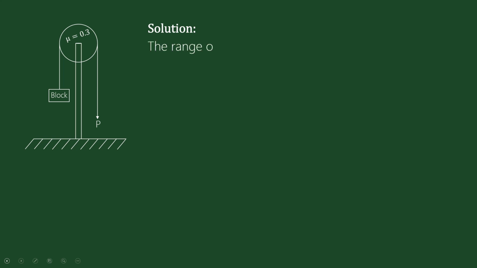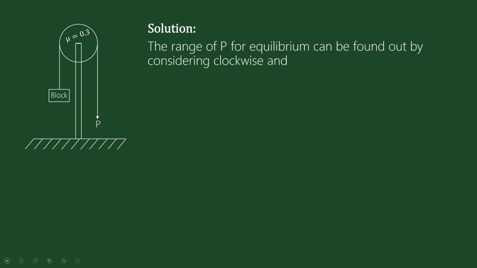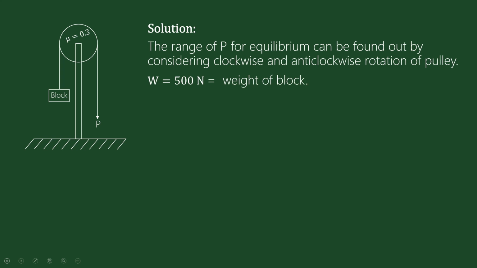So, this is the original diagram, and now we will see the solution. As I told you earlier, the range of P for equilibrium can be found out by considering clockwise and anticlockwise rotation of the pulley. The values which are common for both the parts are the weight of the block 500 Newton, mu 0.3 and beta pi. So, these values are same for both the parts of the example, clockwise rotation as well as anti-clockwise rotation.